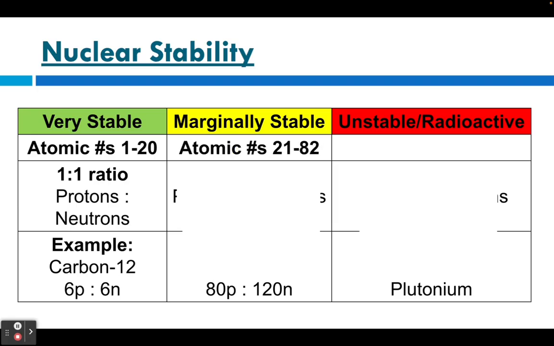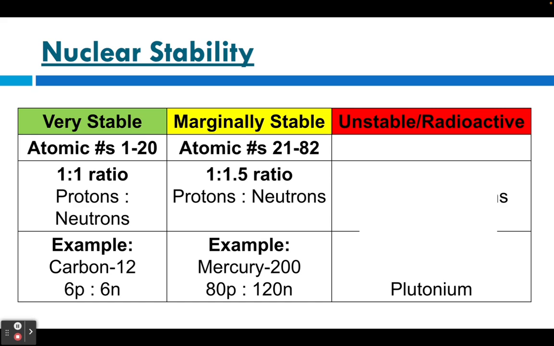So marginally stable, you're in the range of 21 to 82. If you have an atomic number 21 to 82, that is going to be marginally stable. And here you have a ratio of about 1 proton for every 1.5 neutrons. So you need more neutrons than protons to keep it stable. An example would be mercury-200.